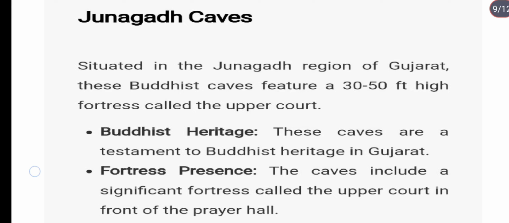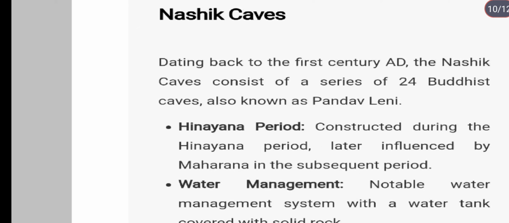Next is the Junagadh caves. It is situated in Gujarat. The Buddhist caves feature a 30 to 50 feet high section called the Upper Court. The Buddhist heritage: these caves are a testament of Buddhist heritage in Gujarat. The caves include significant features, from the Upper Court to the prayer hall.